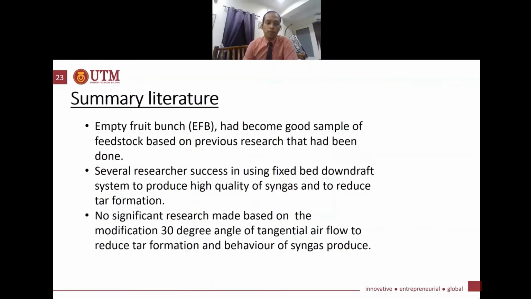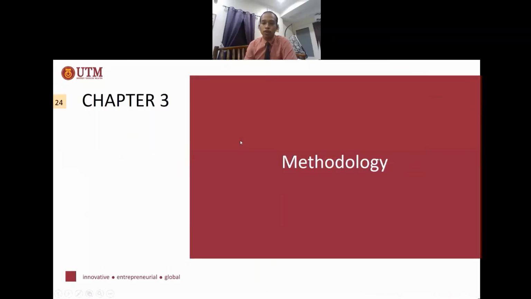Summary of literature. Empty fruit bunch, EFB, has become a good feedstock sample based on previous research. Several researchers succeeded in using a fixed bed downdraft system to produce high quality syngas and to reduce tar formation. No significant research has been made based on the modification of a 30-degree angle of tangential airflow to reduce tar formation and the behavior of syngas produced. Chapter 3, Methodology.